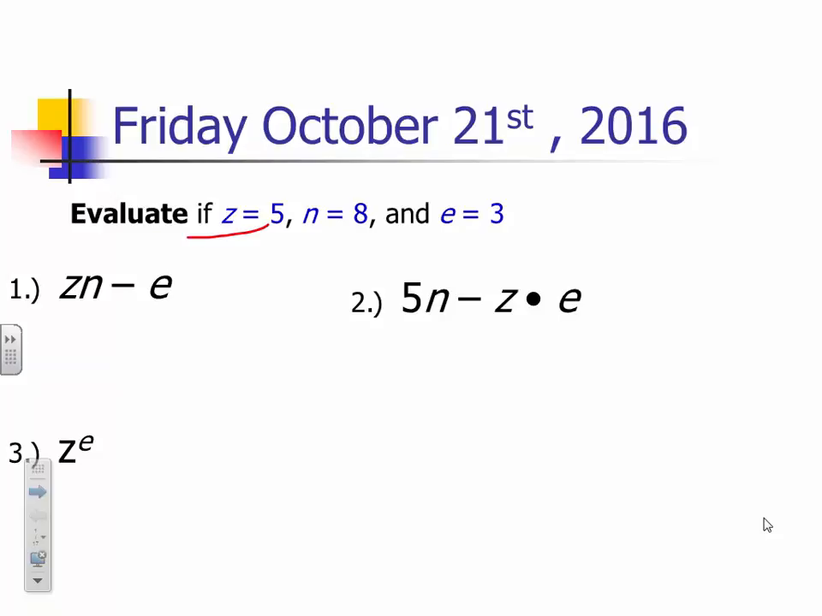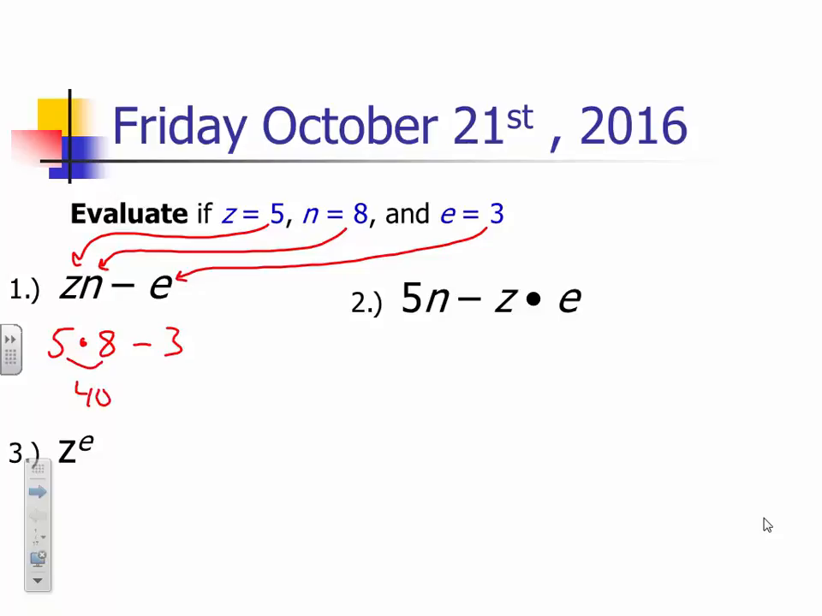So I'm going to substitute. I'm going to put the 5 in for the z. I know this is multiplication because they're smushed. I'm going to put the 8 in for the n. And I'm going to put the 3 in for the e. That is what substituting is about. I'm going to multiply. That comes before subtraction. And there's my first one.